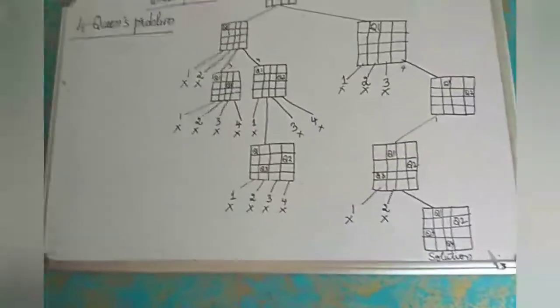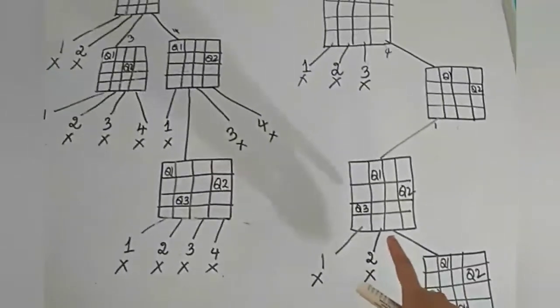We have one more, that is q4. Now where to place q4? Now expand the node, this node. Now, this is the last node. So now expand it again.